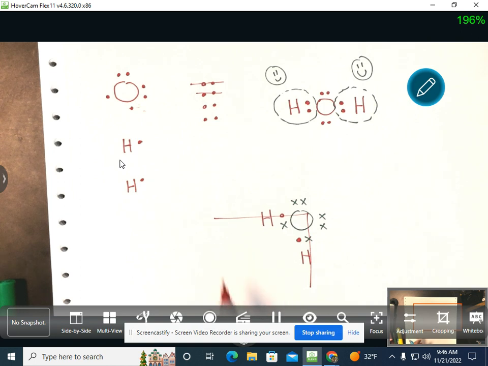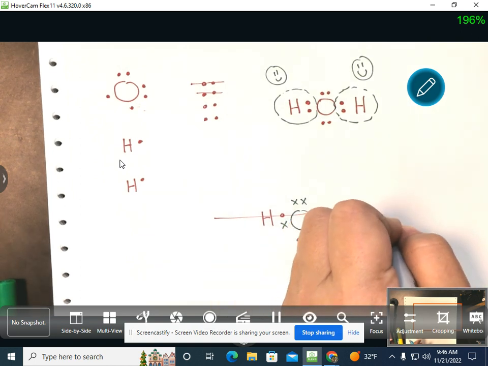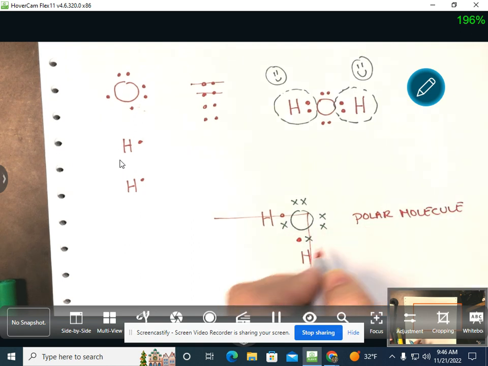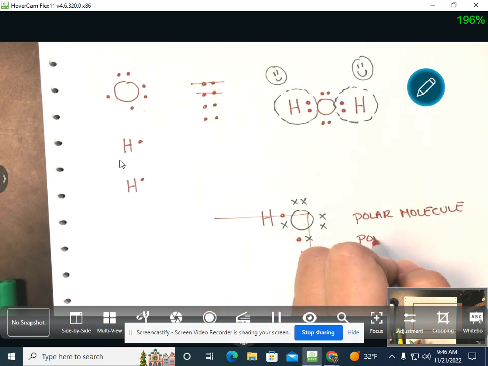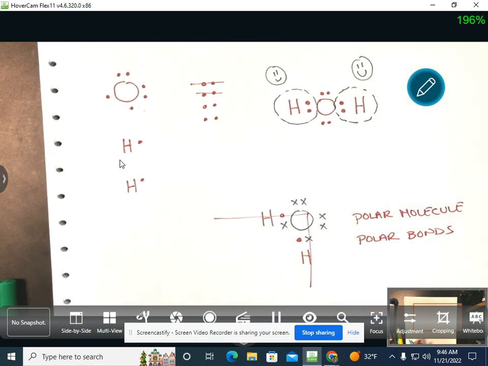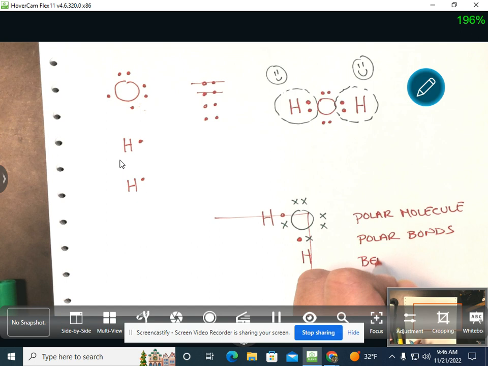Water is a polar molecule. It has polar covalent bonds. Polar bears swim in water, right? What else do we know about this? It's bent. Thank you. Bent. Okay, it's a bent molecule.